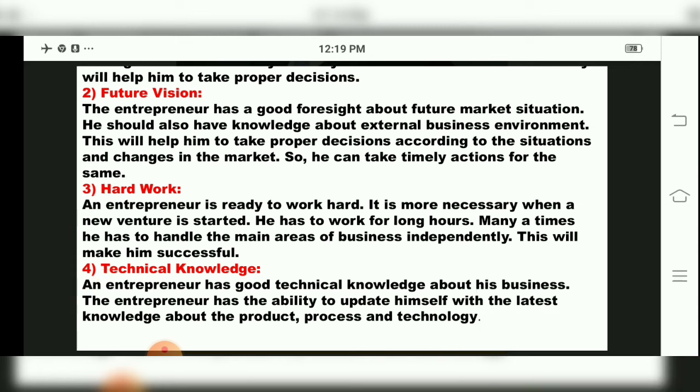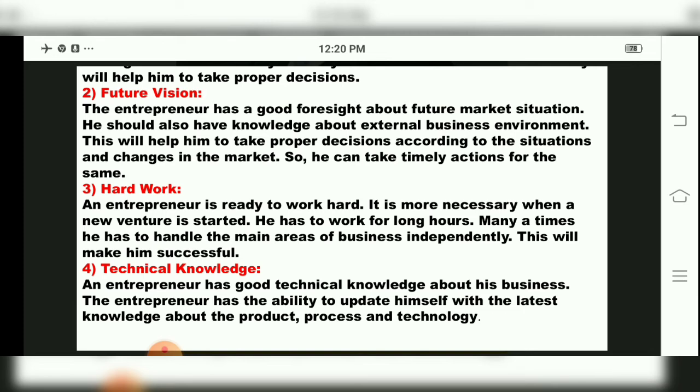So what they have told, the fourth characteristic, is that an entrepreneur should have good technical knowledge about his business. The entrepreneur should have the ability to update himself with the latest knowledge about the product, process and technology. So regarding technology he should have all the knowledge to keep himself updated. To be in this competitive world, he should know about the digitalized computer system, online services. He should always be updated in technical knowledge to make his business more successful and run smoothly in this competitive world, children.